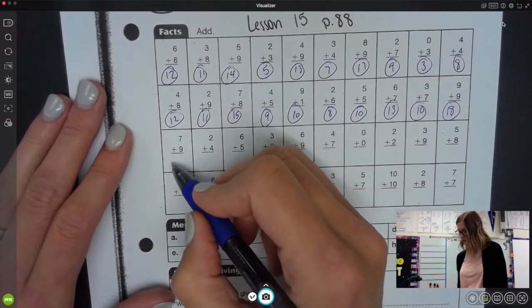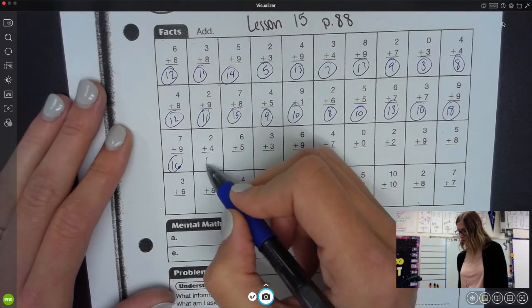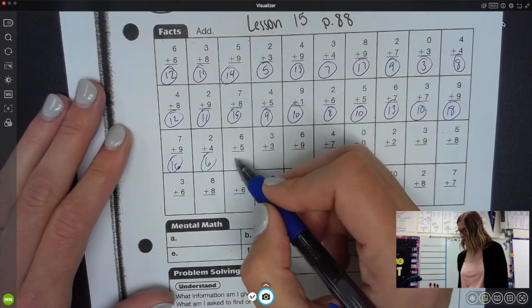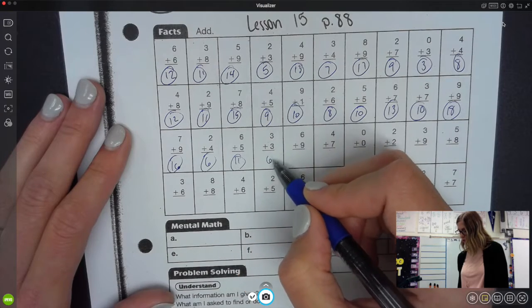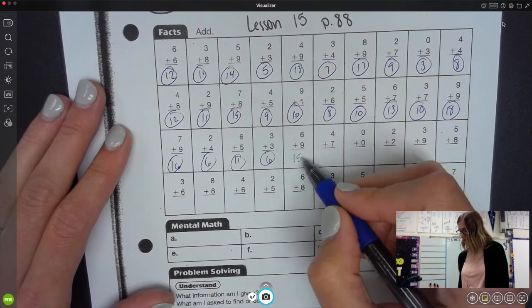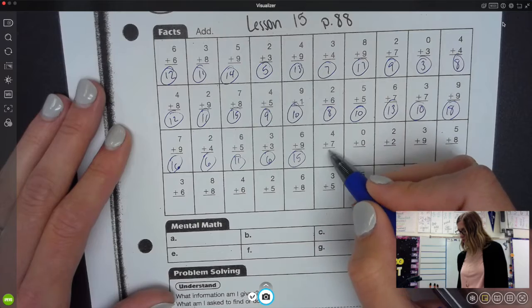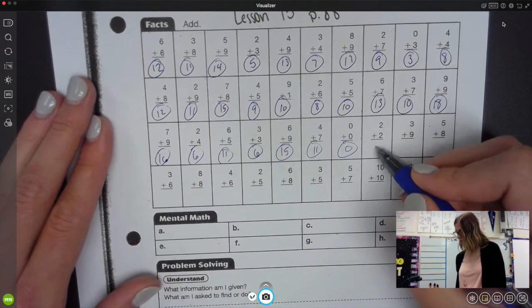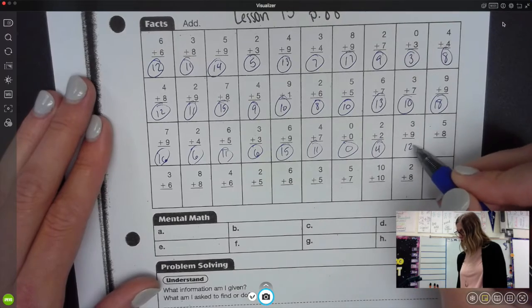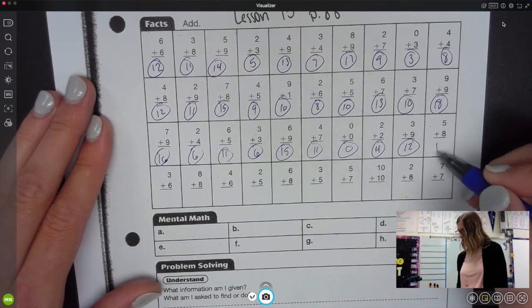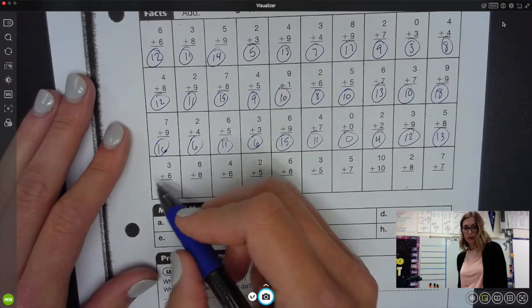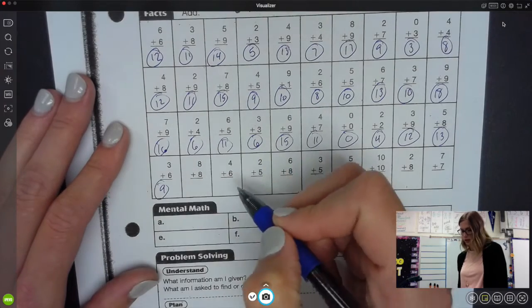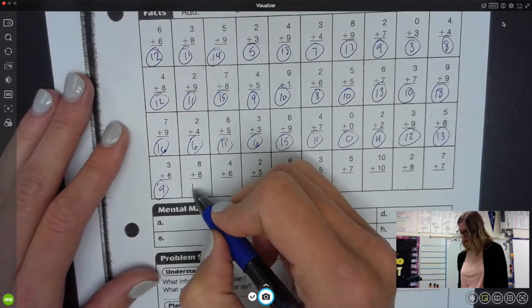7 plus 9 is 16. 2 plus 4 is 6. 6 plus 5 is 11. 3 plus 3 is 6. 6 plus 9 is 15. 4 plus 7 is 11. 0 plus 0 is 0. 2 plus 2 is 4. 3 plus 9 is 12. 5 plus 8 is 13. 3 plus 6 is 9. 8 plus 8 is 16.